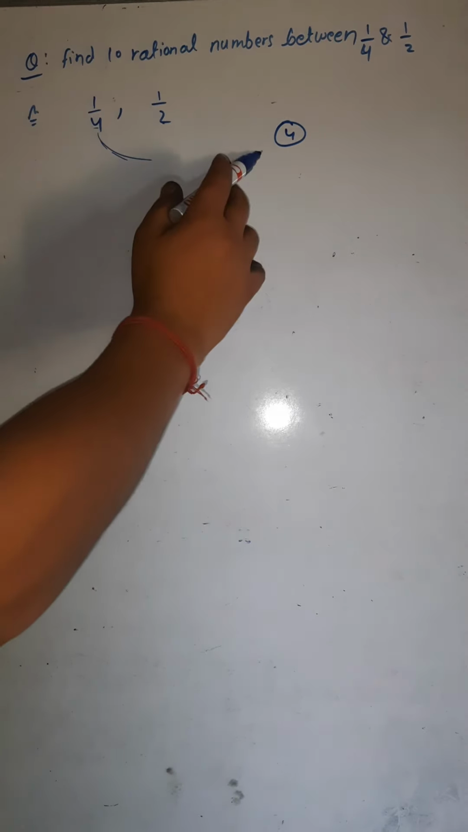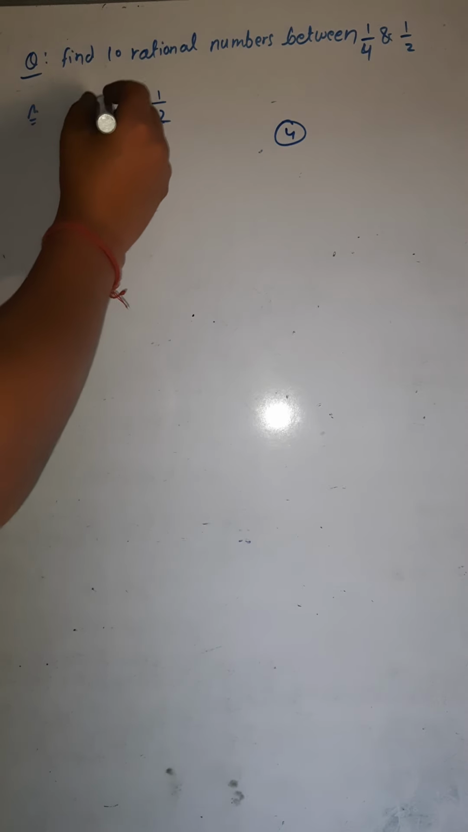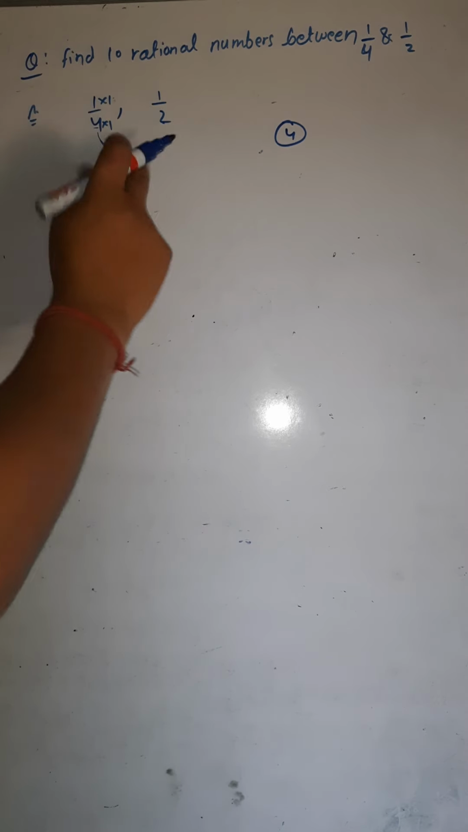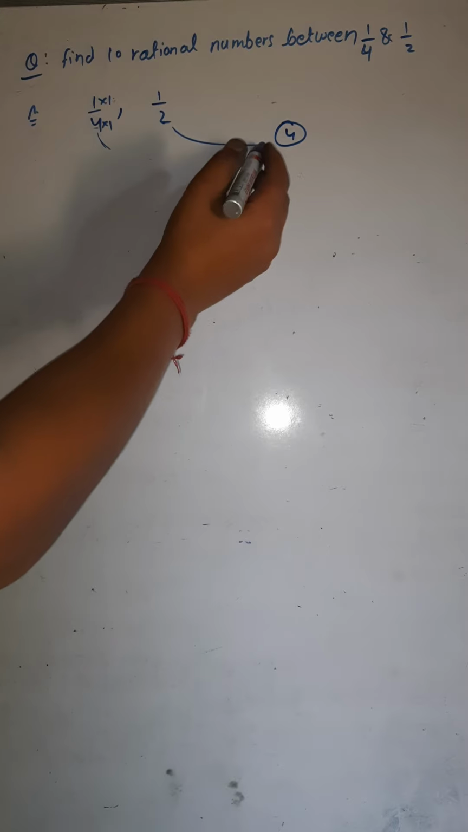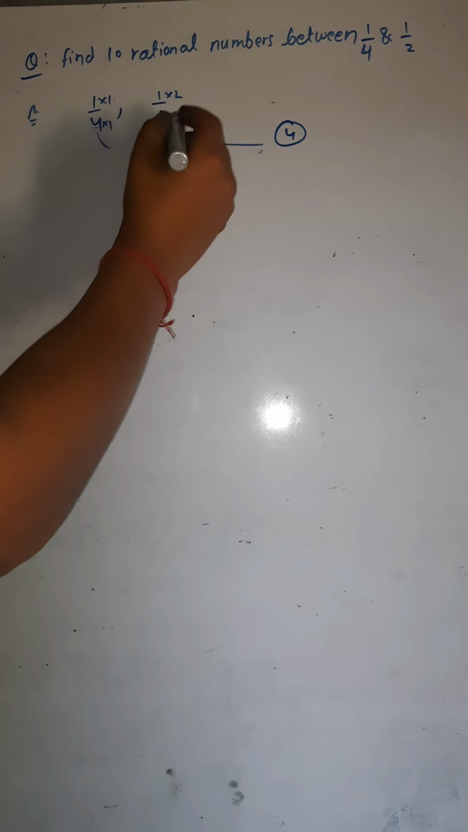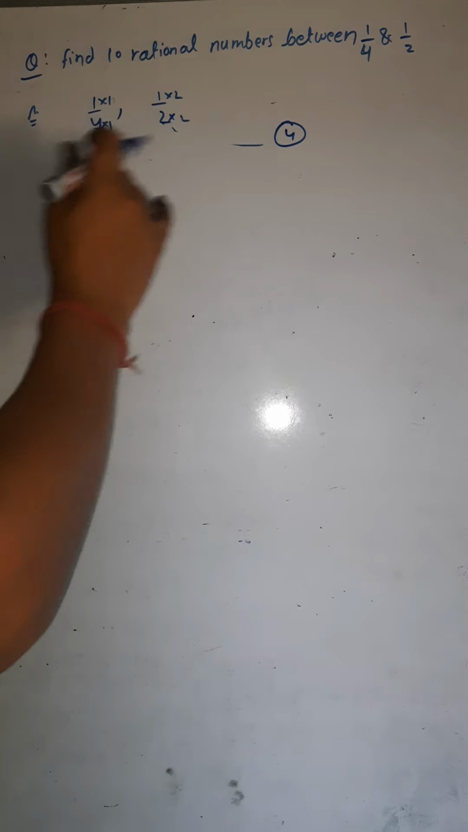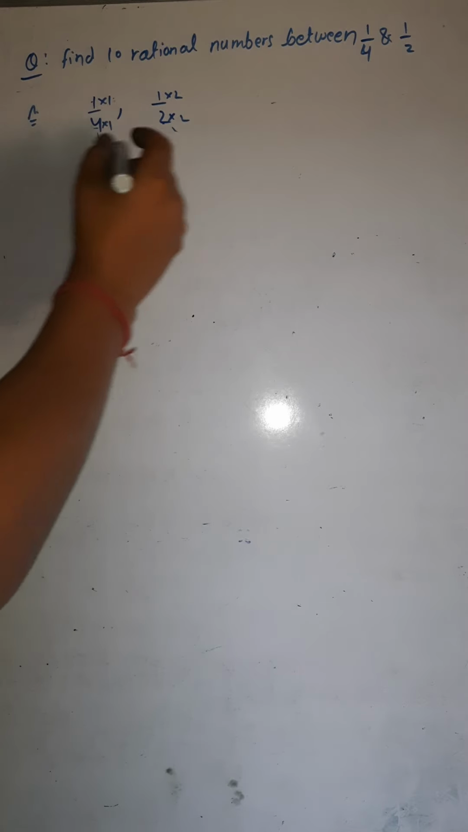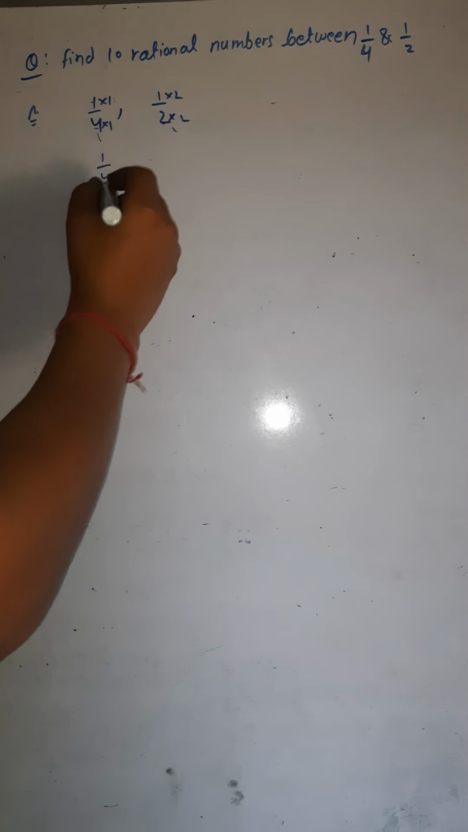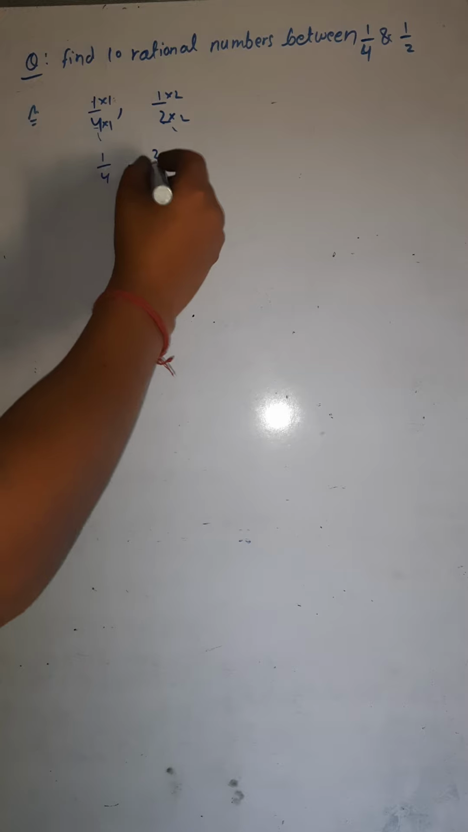So by this, 4 1s are 4, 1 time. So this 1 multiply here also, here also. Now divide by this, 2 2s are 4, 2 times. So multiply 2 upside, 2 downside also. So answer would be how much? Answer would be 1 1s are 1 by 4, comma 2 1s are 2 by 4.